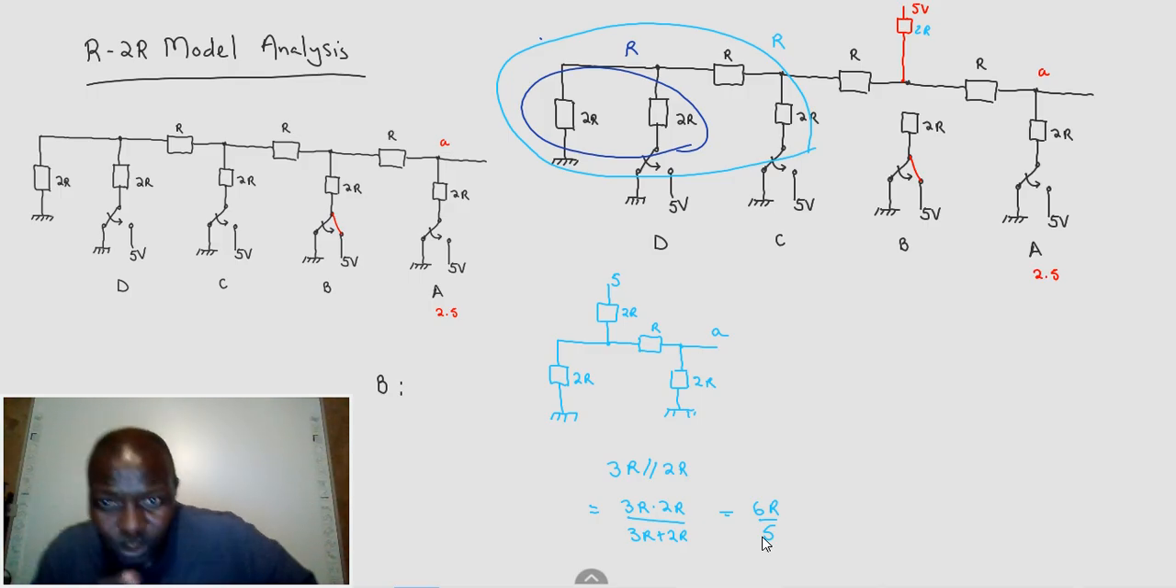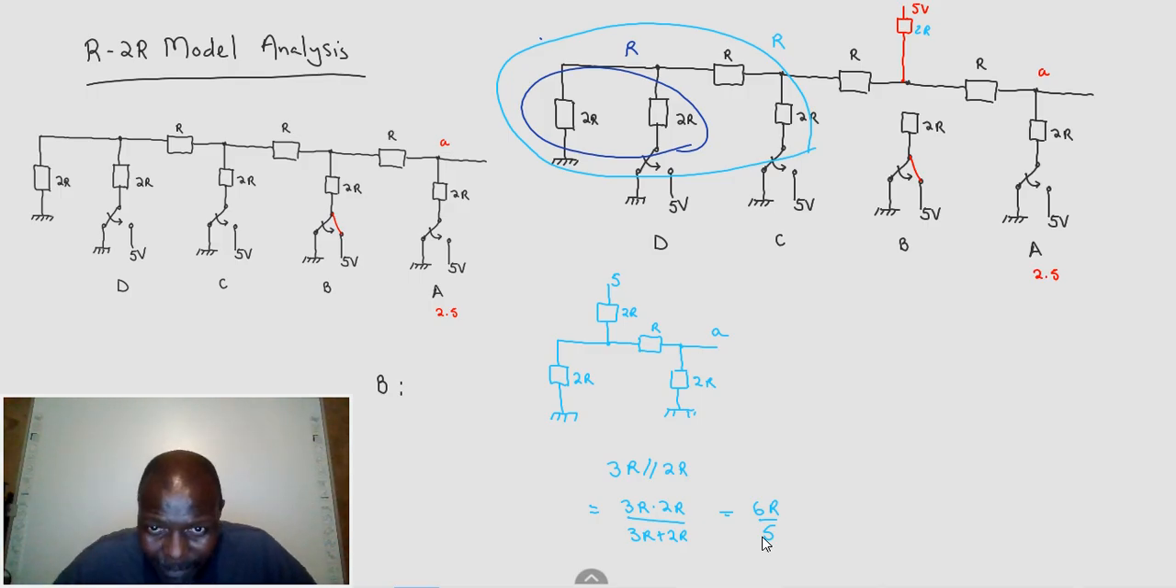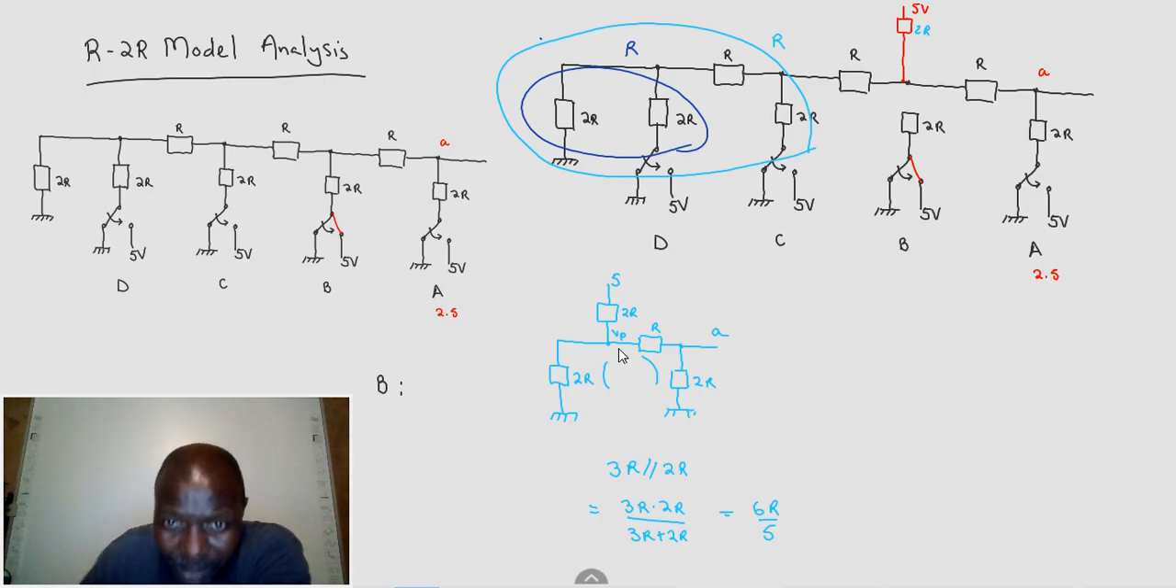Now this is what we get. This is the resistance, but if I redraw, this is the equivalent of this parallel network here. This is 3R, which is this leg here, parallel to that leg there. But we still have 5 volts through 2R through the parallel leg. So we want the voltage here, the V parallel. Why would we work out V parallel? It's easy. What is the total resistance?